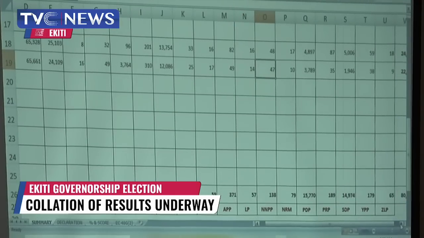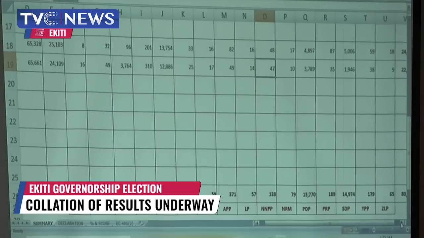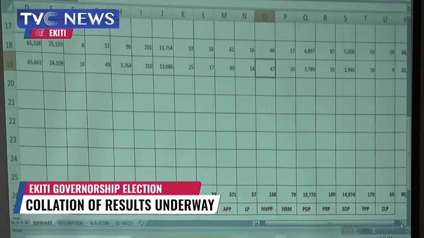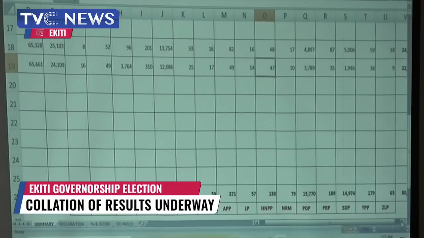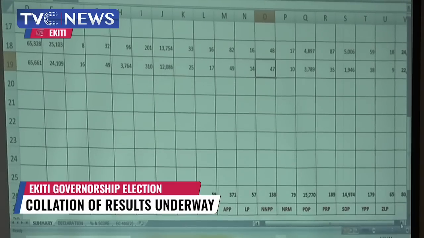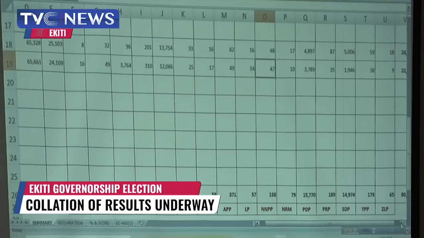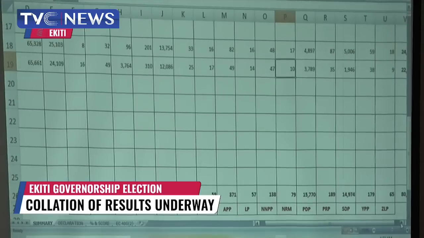And then 47. You didn't mention the name of the party. Mention the party first before the vote. NNPP 47. Then NRM 10.